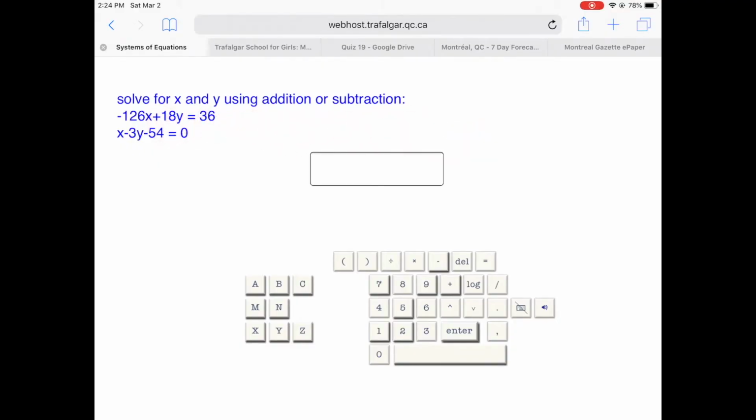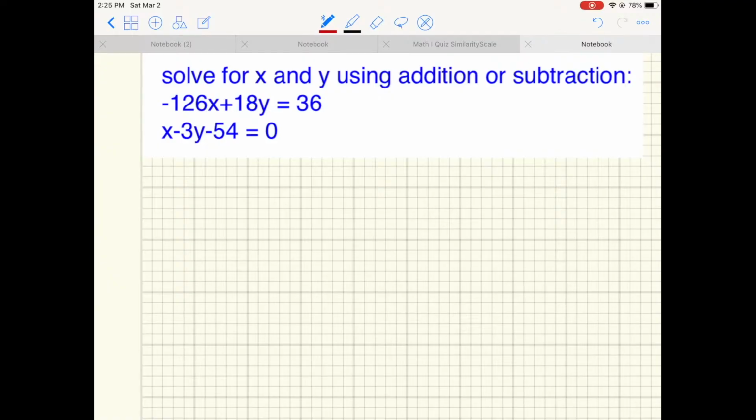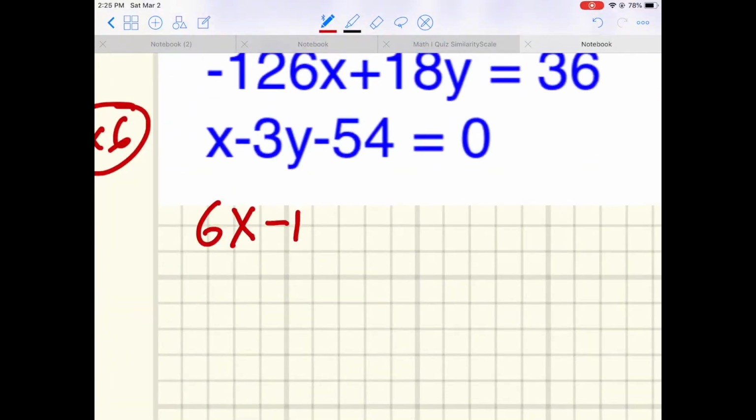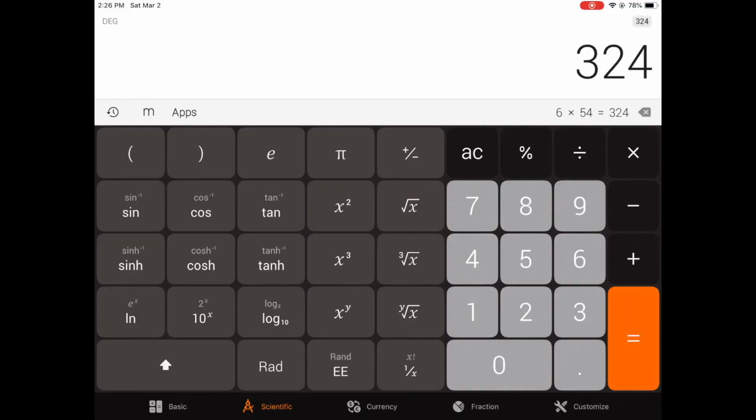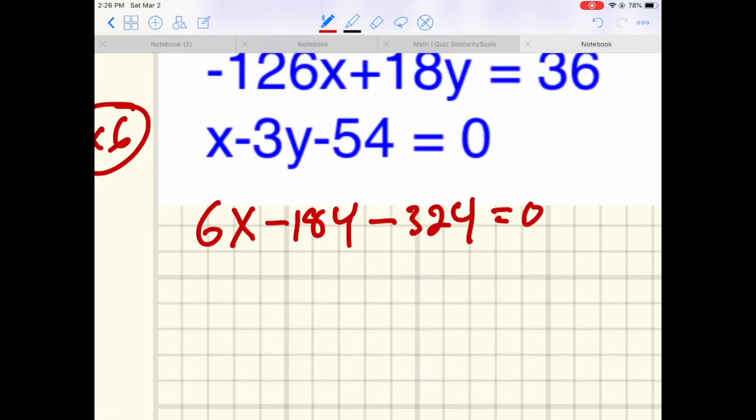Excellent. Let's do one more quick one. I have 126x. I don't want to multiply the second equation by 126, but I notice that 3 goes into 18 nicely. So if I multiply the second equation by 6, we're going to end up getting 6x minus 18y minus 324 is equal to 0. 6 times 54 is 324. That's going to be my new second equation.